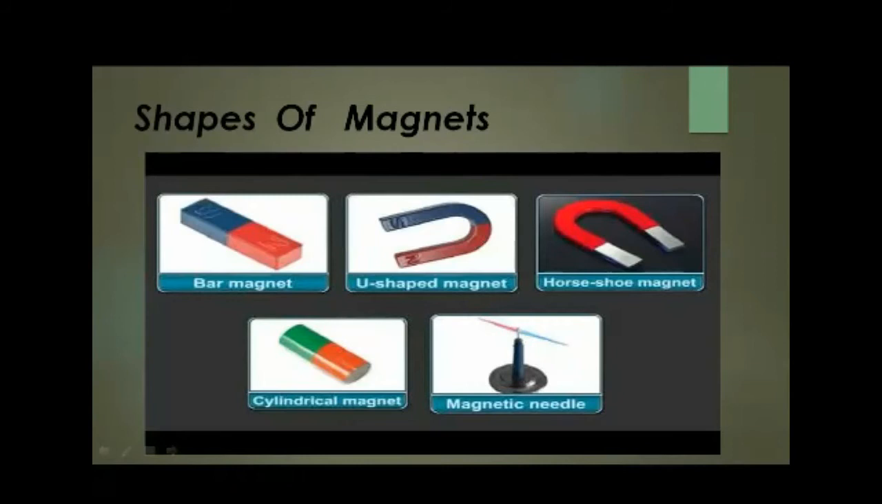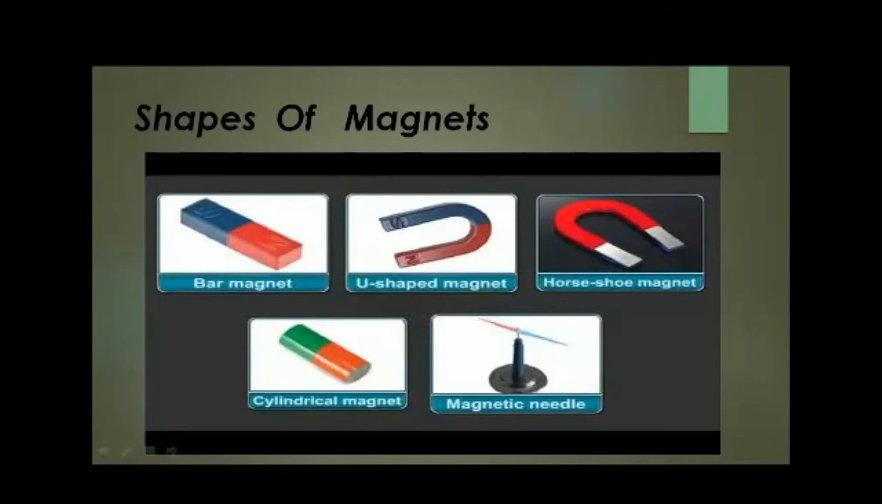Magnets are made in different shapes and sizes so that they can be used for different purposes. Like this bar magnet is used in compasses. This U-shaped magnet and horseshoe-shaped magnet are used in small electric motors. And this magnetic needle we use to find out the direction.